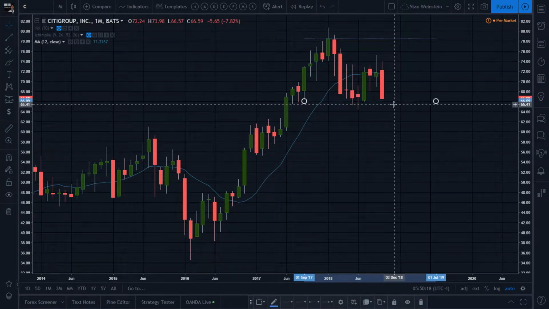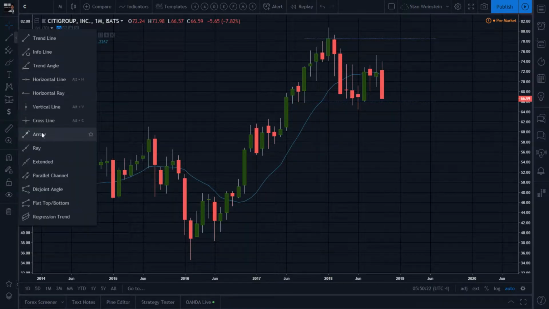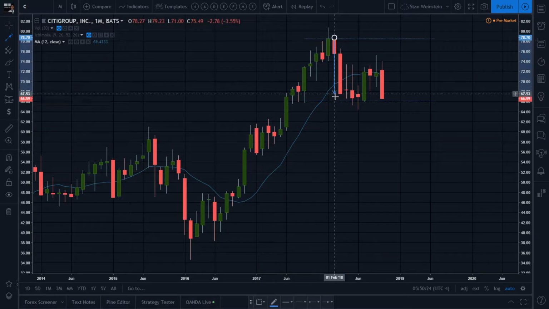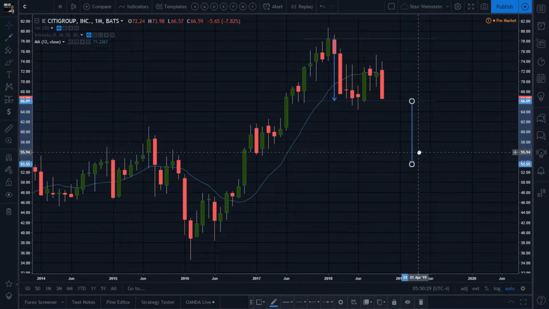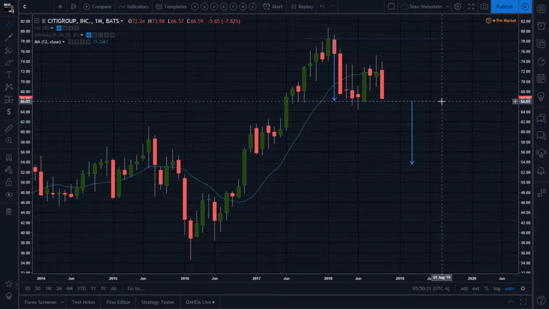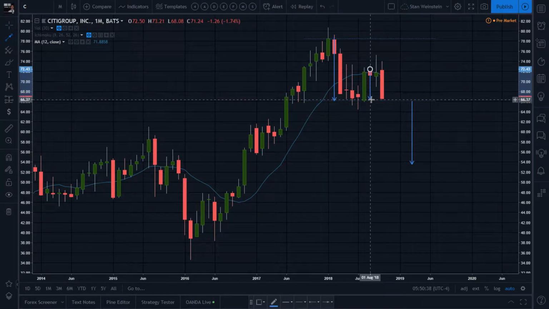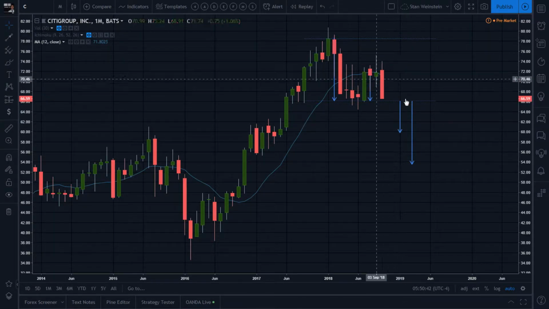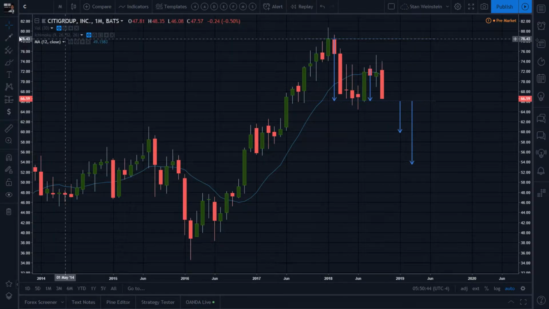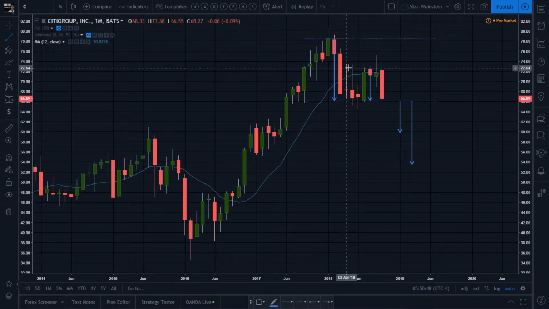Monthly defined breakdown line. Patterns within patterns. So here would be the first target if we have a close below 66. And where's my more conservative target? Right here. And the first target, the more probable target closest to the breakdown line, would be all the way down to 59.